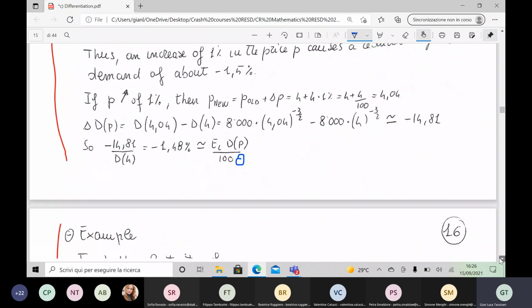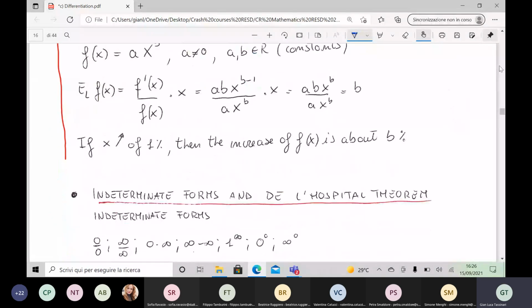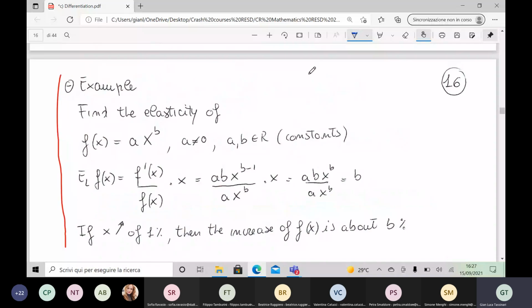Now we're going to see other exercises, guys. Since I have just shown you an exercise, first I want to do this one and then we go back to do the other. Example: find the elasticity of f of x equal to a x to the power b, where a and b are given numbers, are constant, and a is different from 0. So a and b belong to R with the only additional condition that a must be different from 0. Otherwise you have 0 times something, which is 0. Now compute the elasticity. Here again, I didn't ask you to compute the elasticity at a particular point.